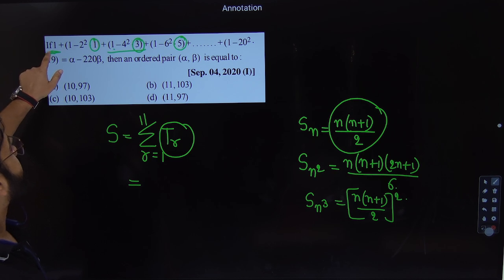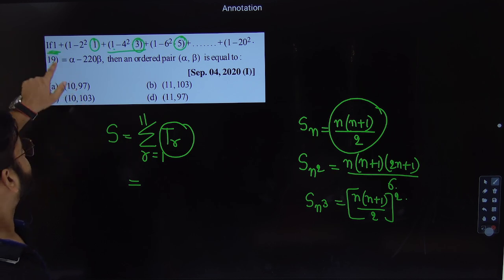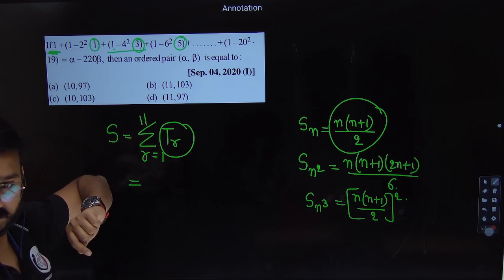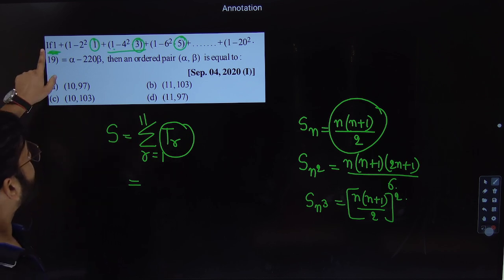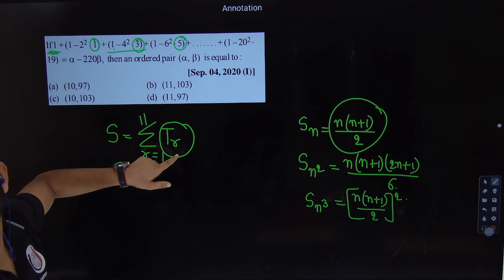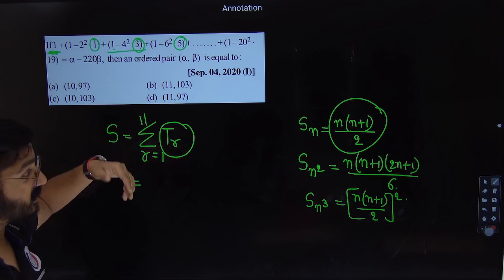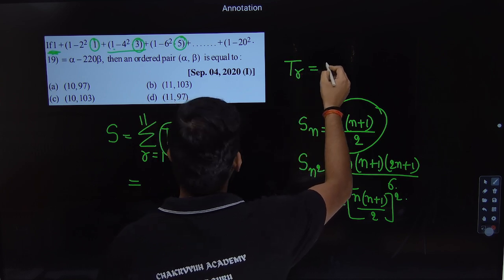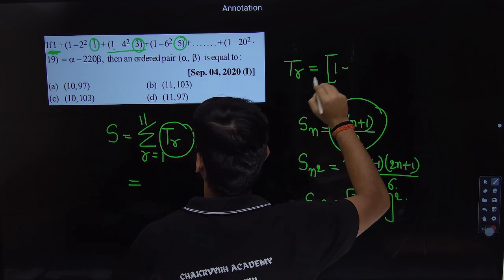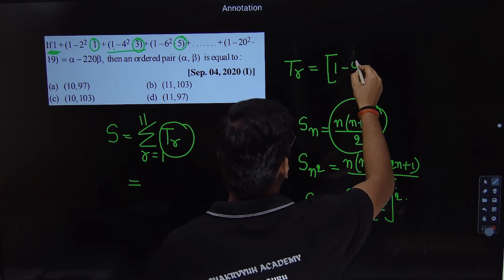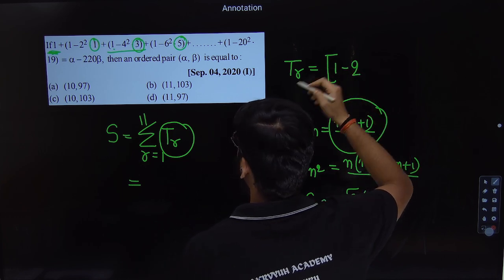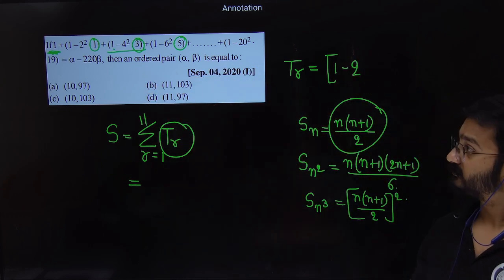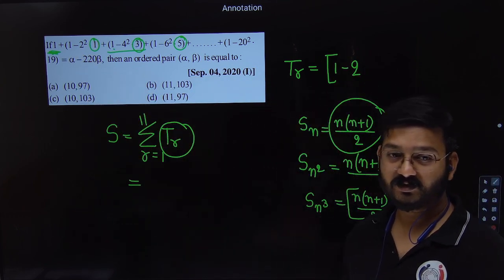We cannot include this because this term is not following this pattern. You can include it, yes. If you include it, then you have to start from 0. Because I will write the rth term here. See the rth term. The term will be 1 minus 2 to the power... what should I put as the power?